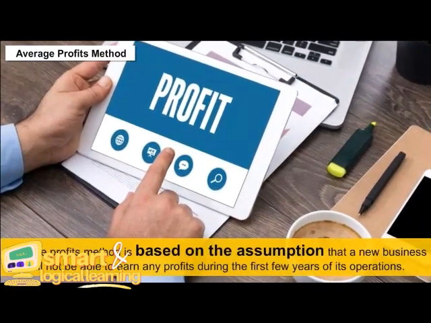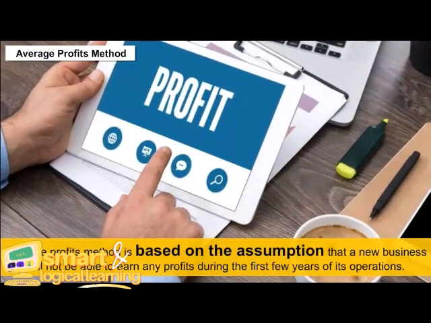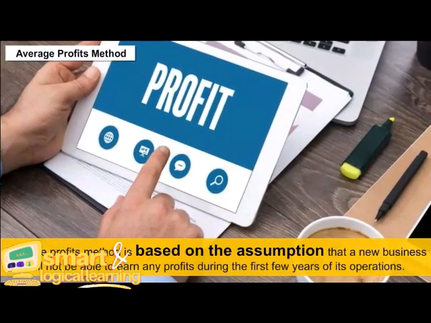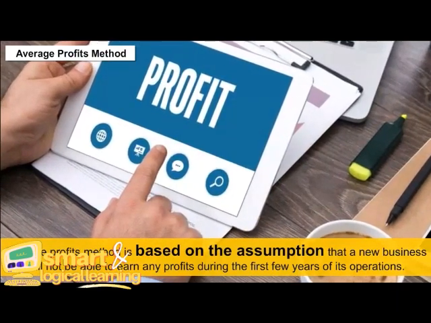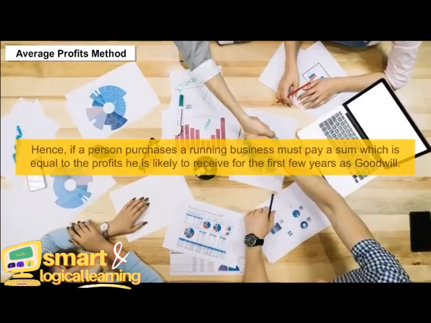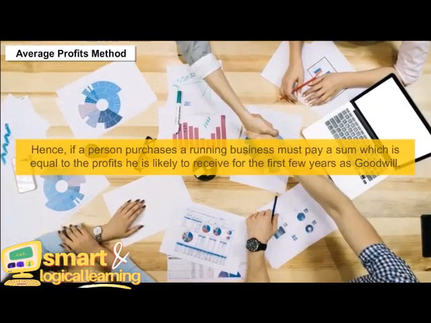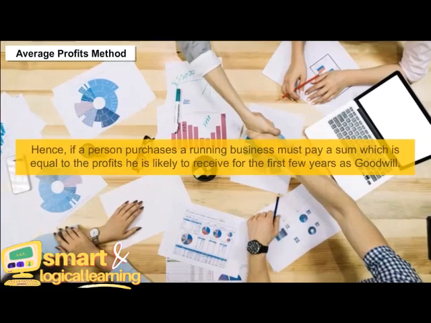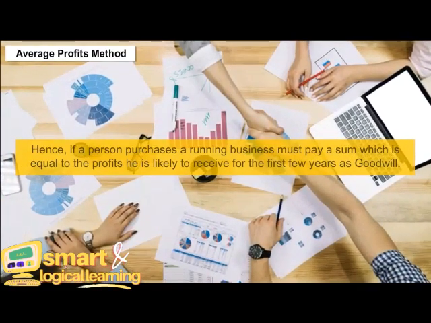Average profits method. The average profits method is based on the assumption that a new business will not be able to earn any profits during the first few years of its operations. Hence, a person who purchases a running business must pay a sum equal to the profits he is likely to receive for the first few years as goodwill.